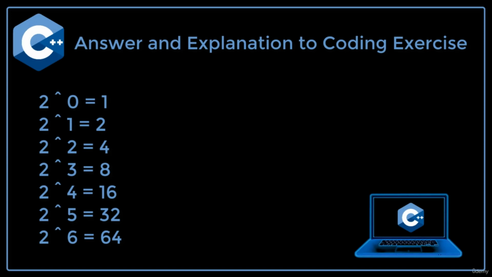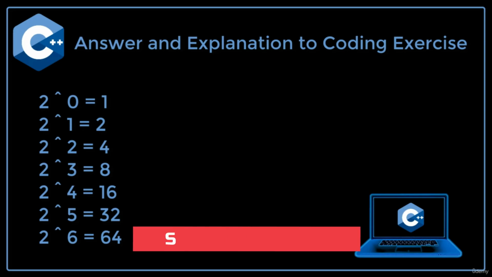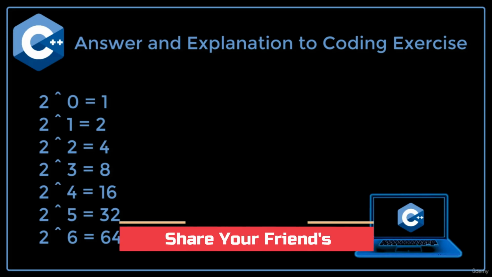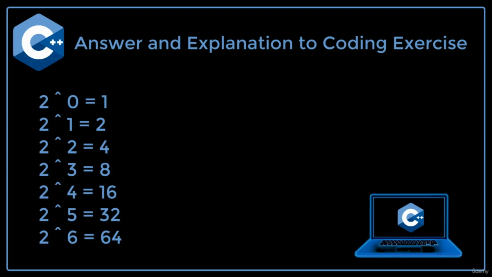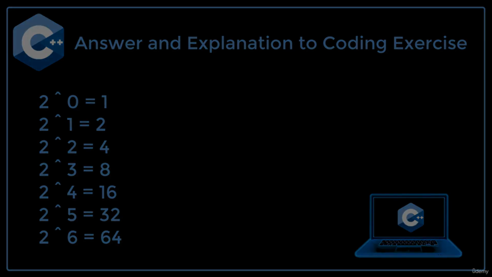First, let's start by considering the powers of 2. 2 to the 0th power is 1. 2 to the first power is 2. 2 to the second power, or 2 squared, is 4. 2 to the third is 8. 2 to the fourth is 16. 2 to the fifth is 32. 2 to the sixth is 64, and so on.